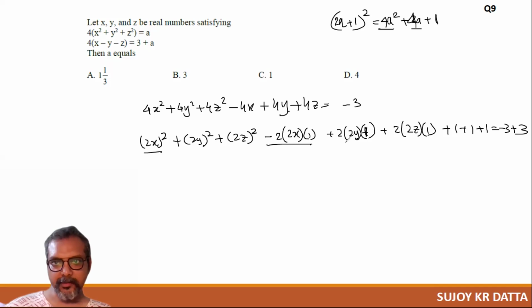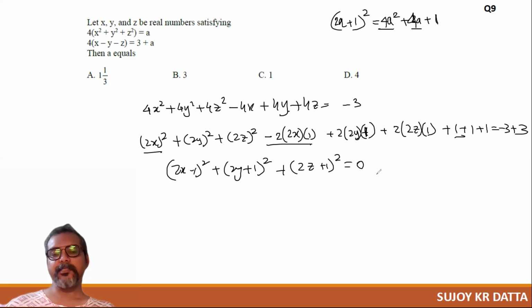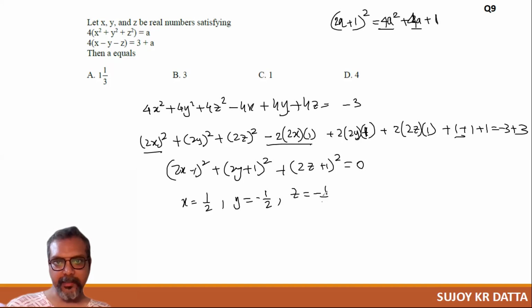Now see what we get. We have 2x, this, and this. So that is 2x minus 1 squared. Similarly, 2y plus 1 squared and 2z plus 1 squared is 0. Sum of the squares is 0 means each of them is 0. So x will come out to be half because 2x minus 1 will be 0. Y will be minus half and z will also be minus half. Now just plug them into one of the two equations, and we'll get the answer.